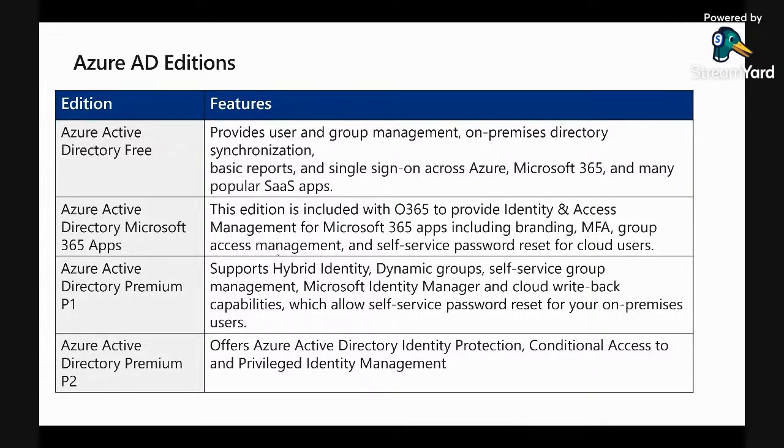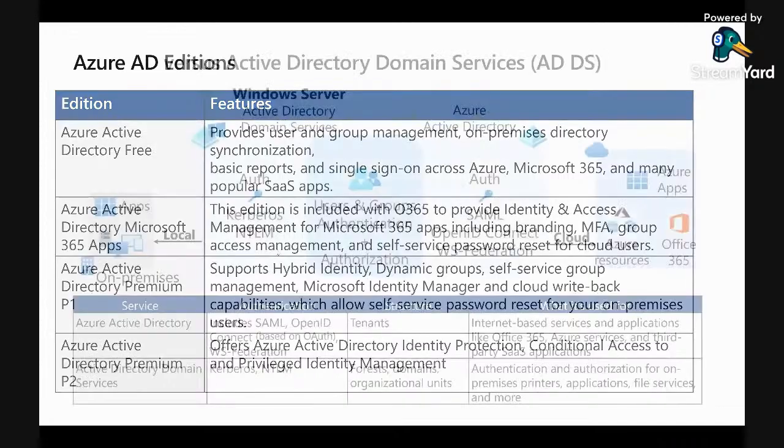So when you sign up for Azure Active Directory, by default you get the free edition, and you can always upgrade to get the premium. When you sign up for Microsoft 365 services, you get the Azure Active Directory Microsoft 365 apps, and you could as well upgrade any of that to get the Premium P1 or probably Premium P2 capability.